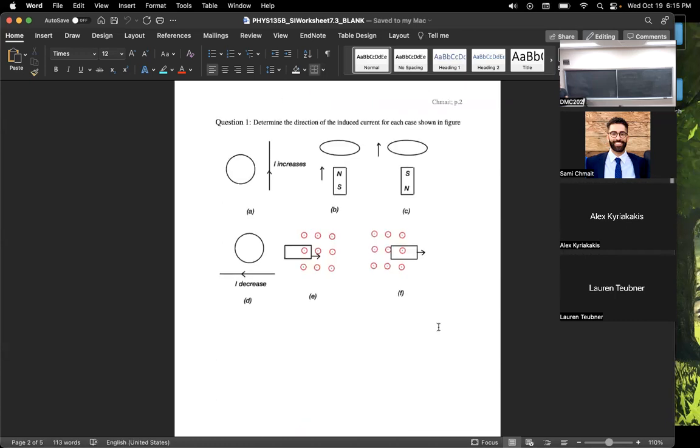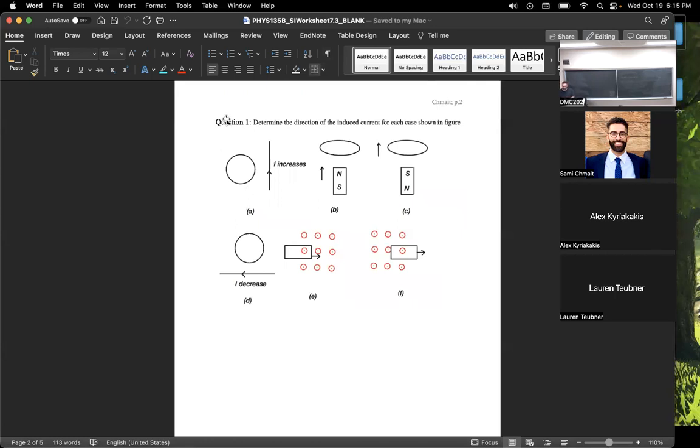Okay, so here, question 1. We have a few different scenarios and we're looking to find the direction of the induced current here. For this first one, I'm not going to draw it out because I feel like it'll be easier for us to all be seeing the same thing. But I could draw it out if people on Zoom think that'd be helpful. But let's just try me explaining it here.